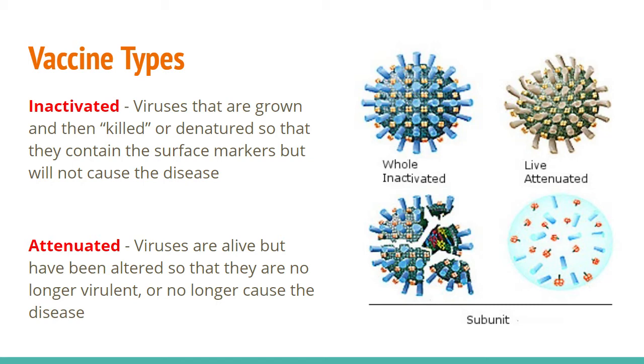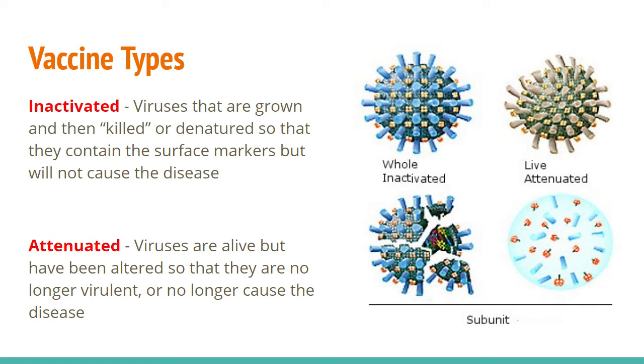So inactivated vaccines are going to be ones that are grown and then killed. And so since it's just protein, we're going to say denatured. So like they'll heat them up or denature them in another way. So they have all those surface markers for the immune system to recognize. But because it's not a whole virus, it's not going to actually be able to cause the disease.